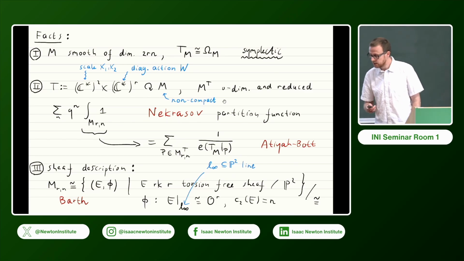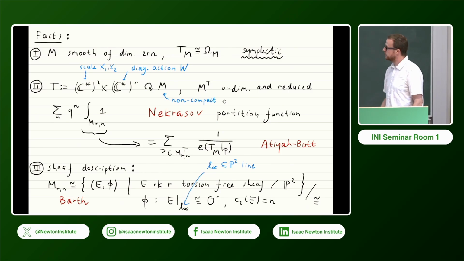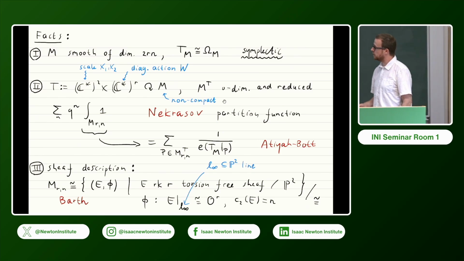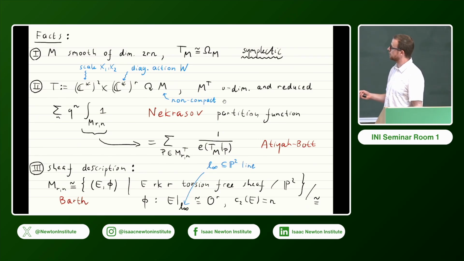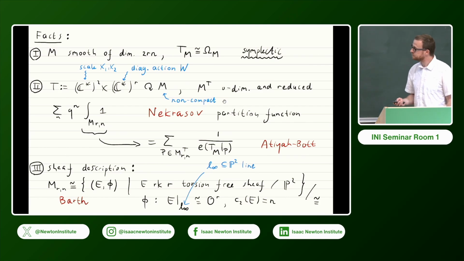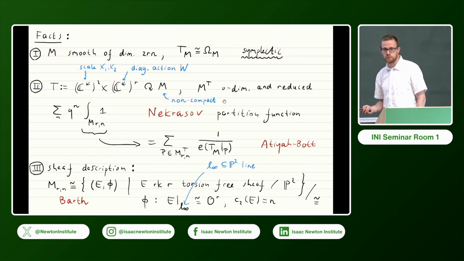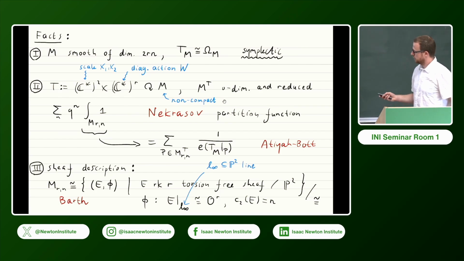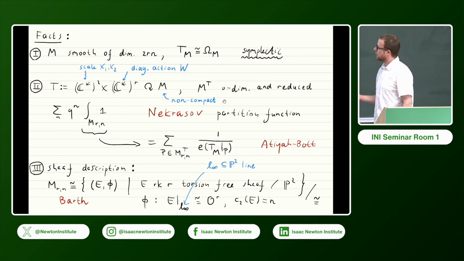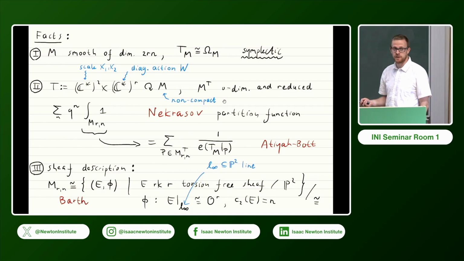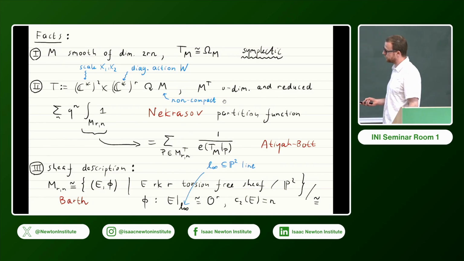So on Monday, we saw Vafa-Witten invariants in Richard's talk. So these can be used to calculate Vafa-Witten invariants. And they can also be used to calculate Donaldson-Thomas invariants. So it's sort of an important building block. And a third property that's important today is a sheaf description of this moduli space, which is due to Bart.